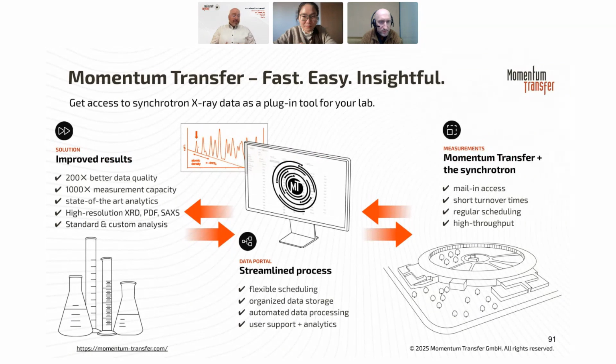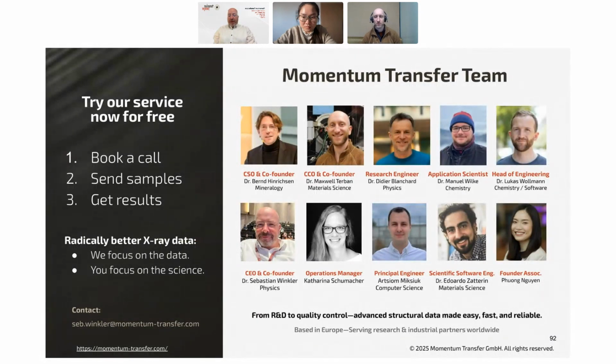So how do we work? Just to be quick, as I said, we schedule biweekly at the ESRF. It's really simple. You send us your sample, we prepare them. As we said, preparation is pretty important. Once prepared, we measure, and we provide the data in the best possible way. So you have all the background subtracted, you have the NIST standard measurements with it, and that will provide you access to the PDF and to high resolution XRD measurements. So yeah, book a call, send samples, get a result, and this is our team.